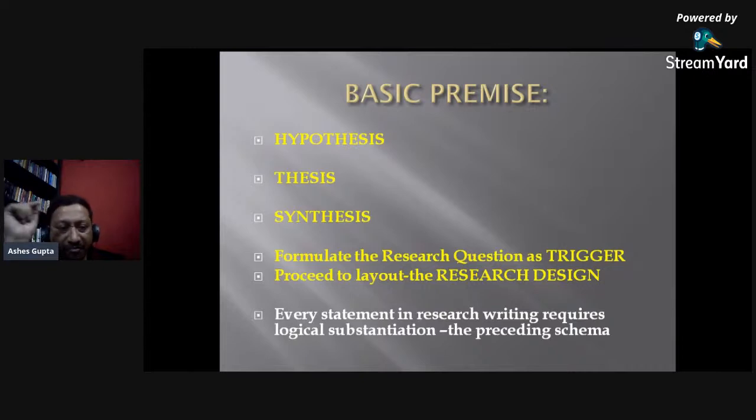And as a word of caution, every statement in research writing requires logical substantiation, clear logical reasoning, which exactly goes back to the preceding schema: hypothesis, thesis, synthesis. We also call it the deductive logic. You deduce something, you come to a conclusion from the facts that are given to you, from the data that is given to you, from the empirical observations that you gather when you are doing an experiment. So, this is a deductive logical design. And every statement that you make in your research writing has to be logically substantiable, logically defined, logically defended.